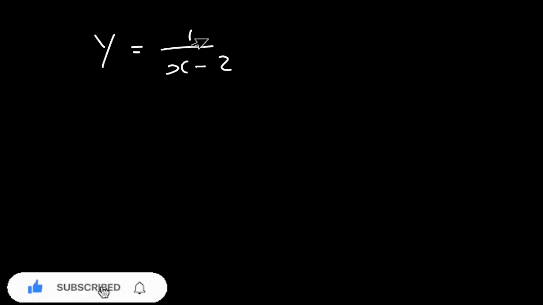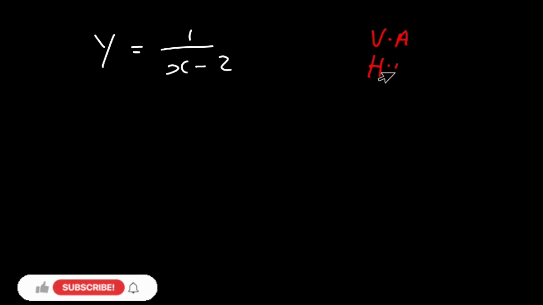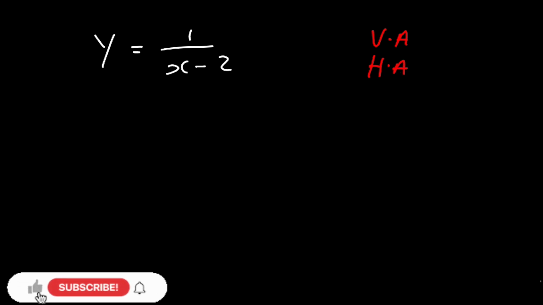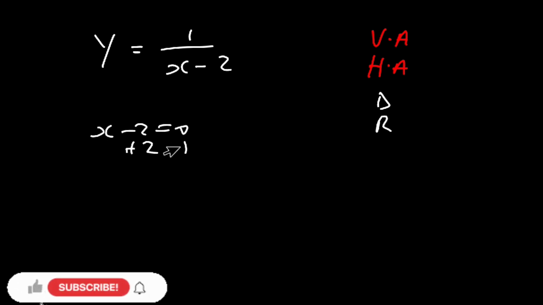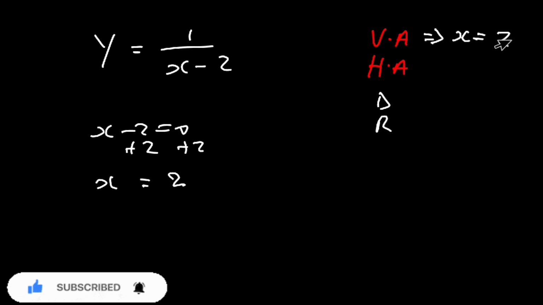y equals 1 divided by x minus 2. We're going to be finding the vertical asymptote, the horizontal asymptote, and then graph this function to find the domain and the range. So let's start with the vertical asymptote. To find the vertical asymptote, we set the denominator to 0. So if you set the denominator to 0 and add 2 to both sides, you have that x is going to be equal to 2. Now the vertical asymptote is the point where x is equal to 2.